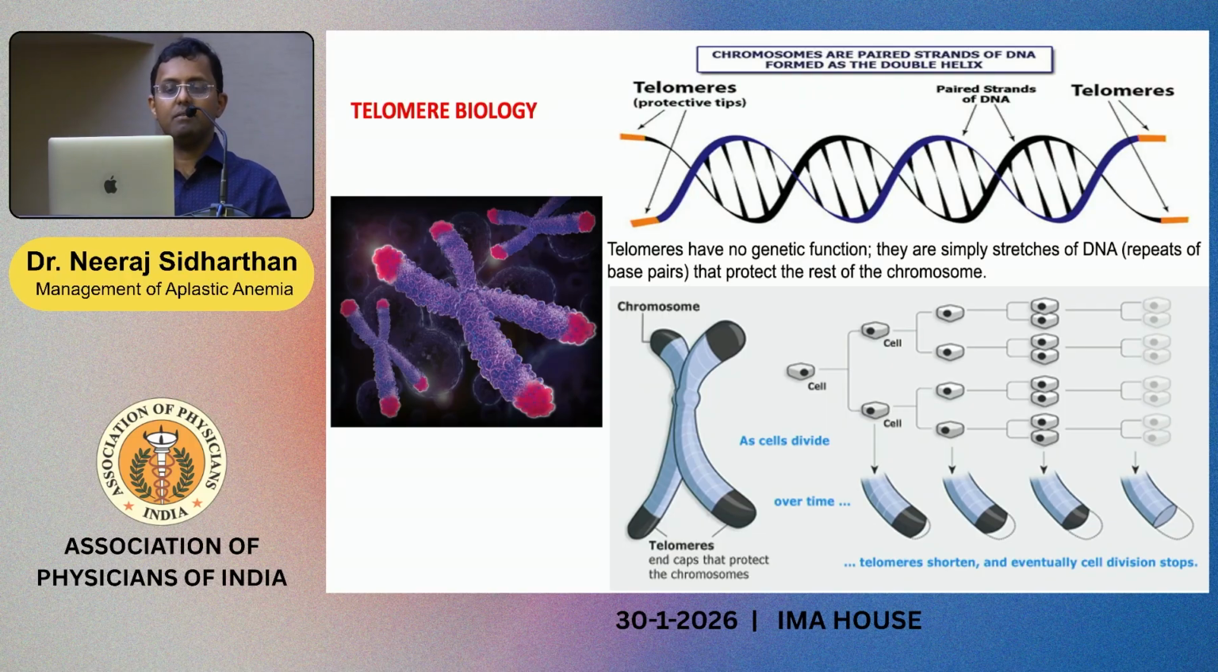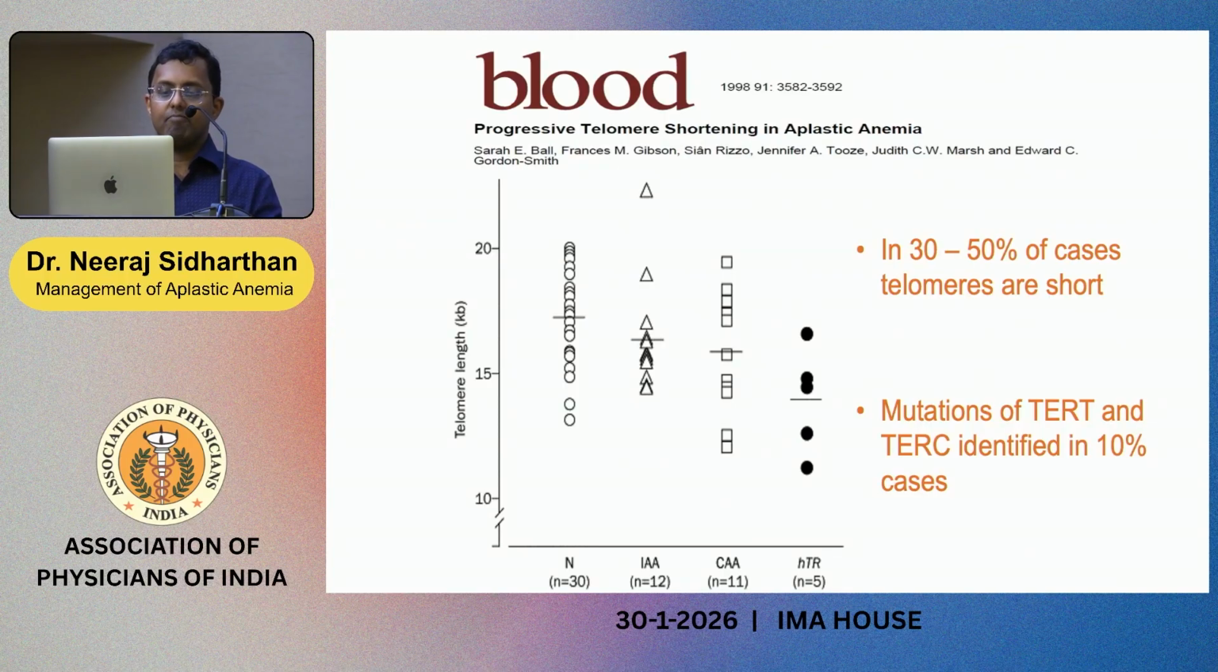Actually, they protect the rest of the chromosome from dying. And so what happens sometimes is telomeres shorten. The telomere shortening is said to have a role in the pathophysiology of some of the patients with aplastic anemia, especially the mutations in the TERT and TERC, which is usually found in the disease dyskeratosis congenita. But it's not only in dyskeratosis congenita.